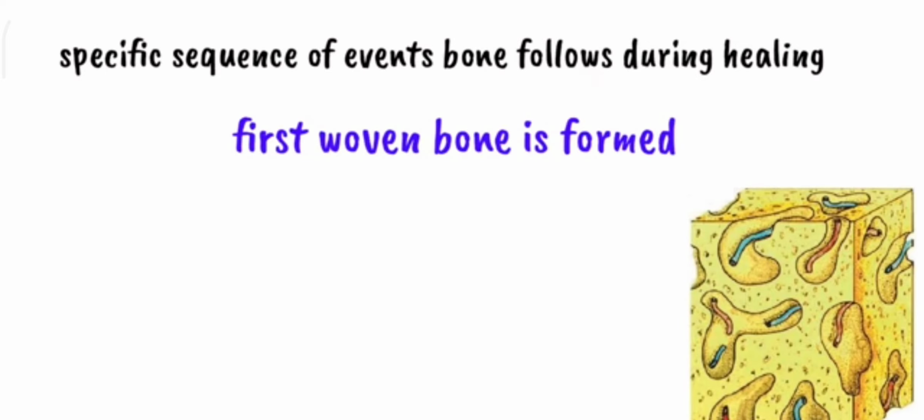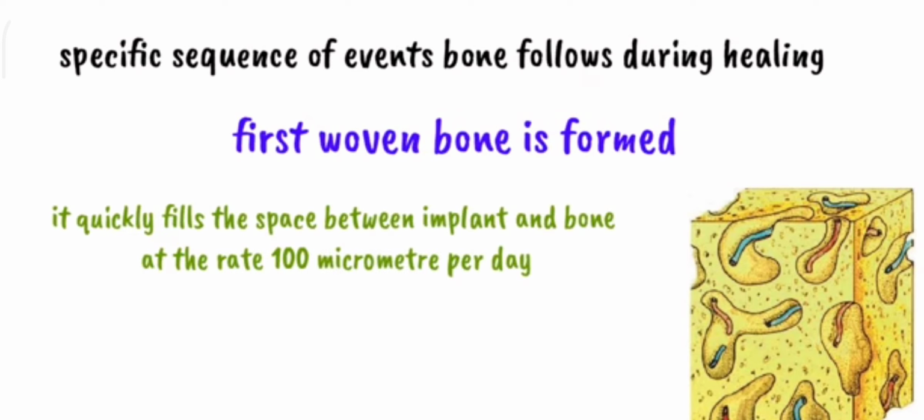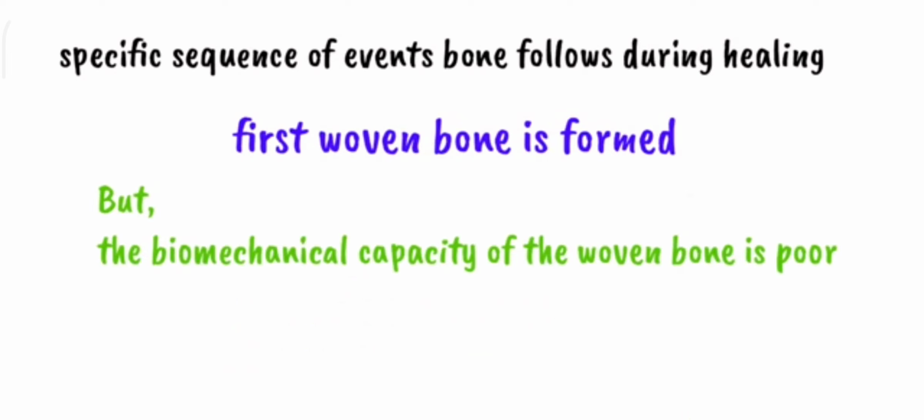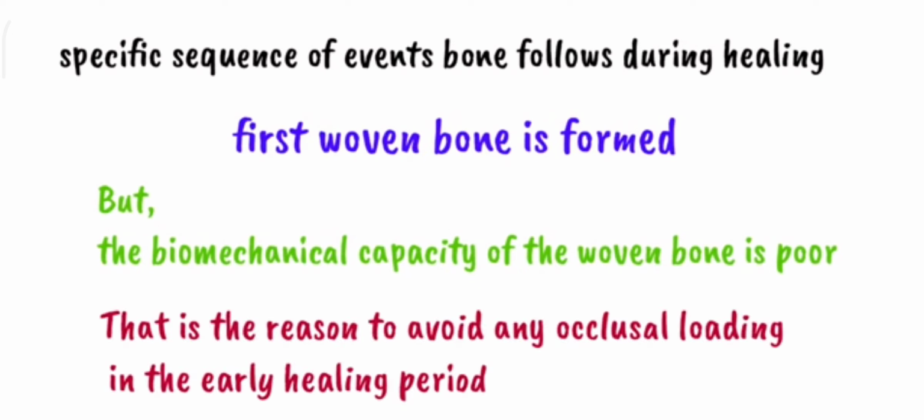Well, what is the specific sequence of events the bone follows? The first and foremost bone to be formed is woven bone. It is quickly formed in the gap between the implant and bone. It grows fast, at 100 micrometers per day in all directions. The characteristics of woven bone include irregularity and random orientation of the collagen fibrils, high cellularity and limited degree of mineralization. And the disadvantage of woven bone is that its biomechanical capacity is really poor. That's why we avoid any occlusal load in the early periods.